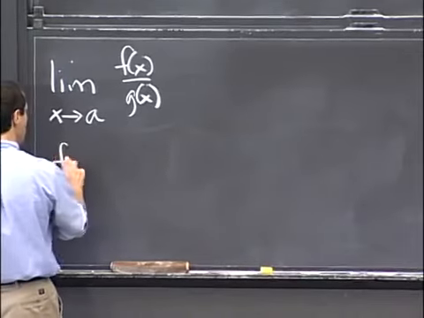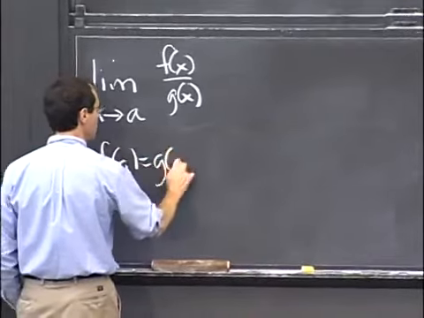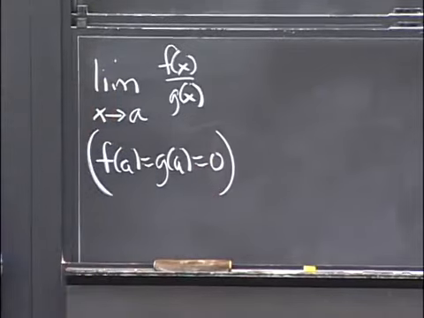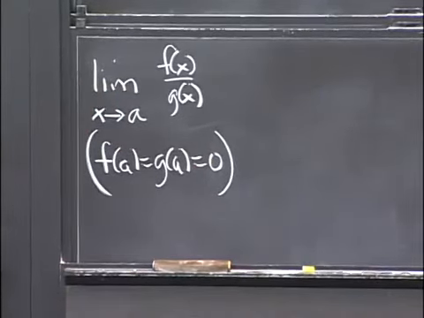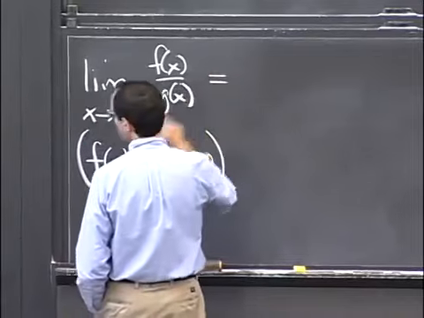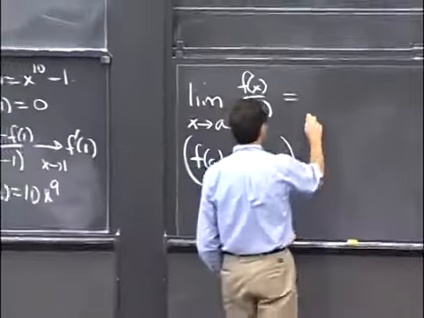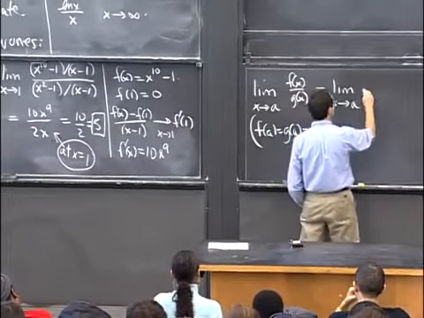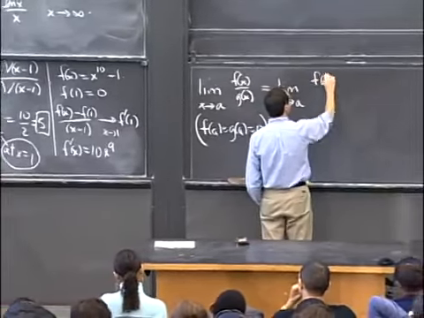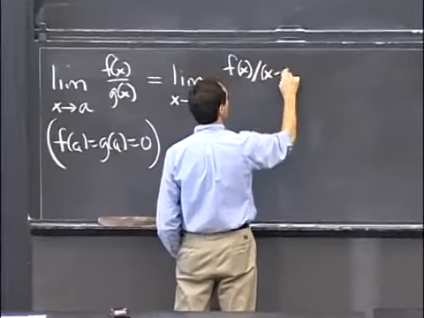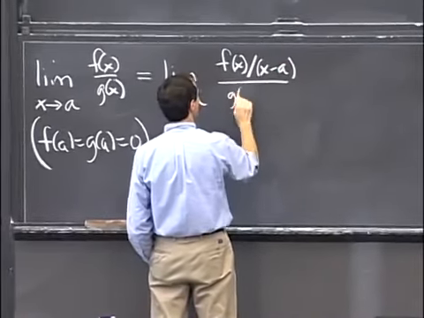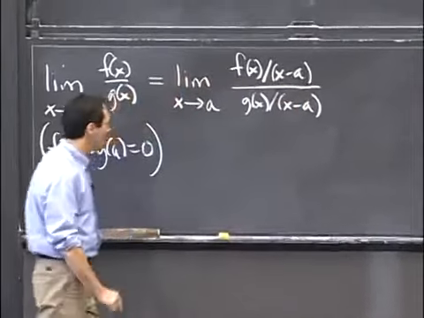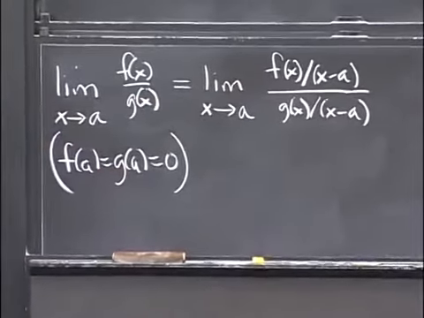So it's indeterminate. F of a is equal to g of a is equal to 0. So it would be 0 over 0. Now we're just going to do exactly the same thing we did over here. Namely, we're going to divide in numerator and denominator, and we're going to repeat that argument. So we have here f of x divided by x minus a, and g of x divided by x minus a also. All right, I haven't changed anything yet.